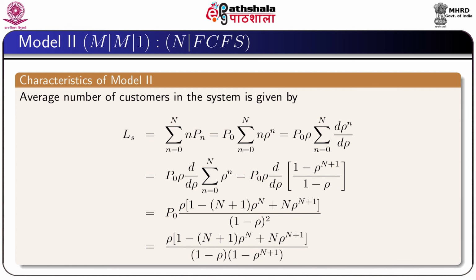We will now discuss some characteristics of this model. The average number of customers in the system is given by L s equal to summation n equal to 0 to capital N n P n, and if you put the value of P n and simplify it, then the value of L s can be obtained as shown in the slide.